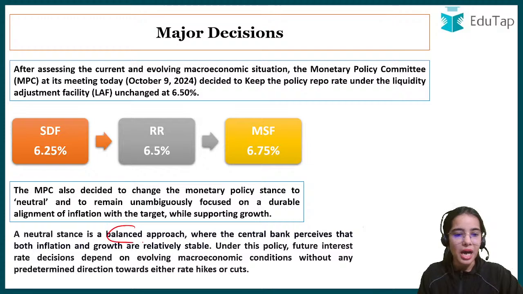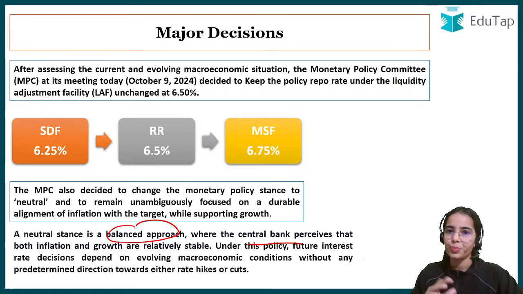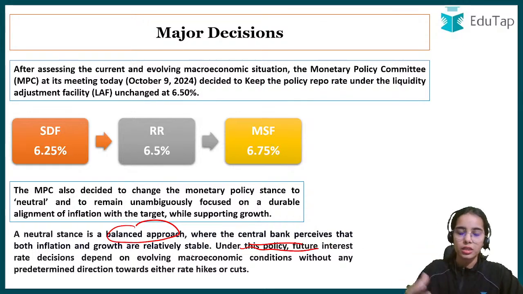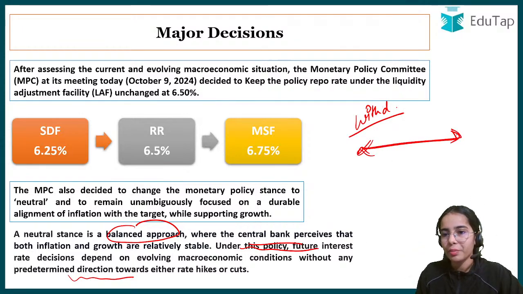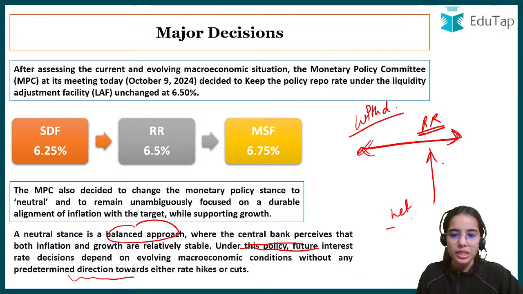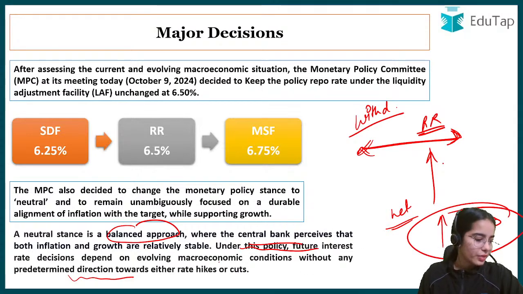So neutral stance is a balanced approach where the central bank perceives that both inflation and growth are relatively stable. They have a good balance of inflation and growth. Under this policy, future interest rate decisions depend on evolving macroeconomic conditions without any predetermined direction. So in withdrawal of accommodation, there was a predetermined direction that the repo rate will either remain unchanged or be increased. But in the neutral policy, there is no predetermined direction. It can increase, it can decrease, it can remain unchanged. Okay, so this is the idea. Any confusion, anyone?